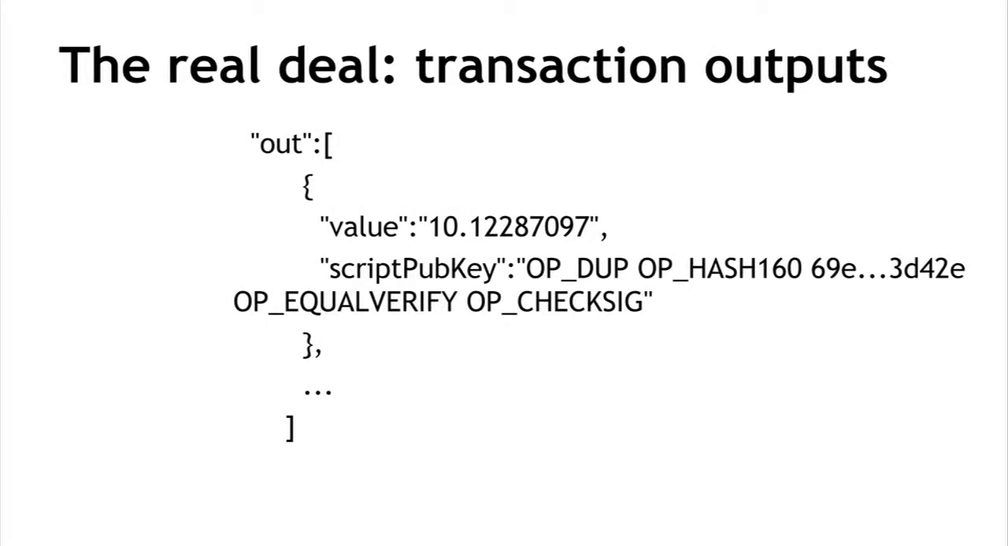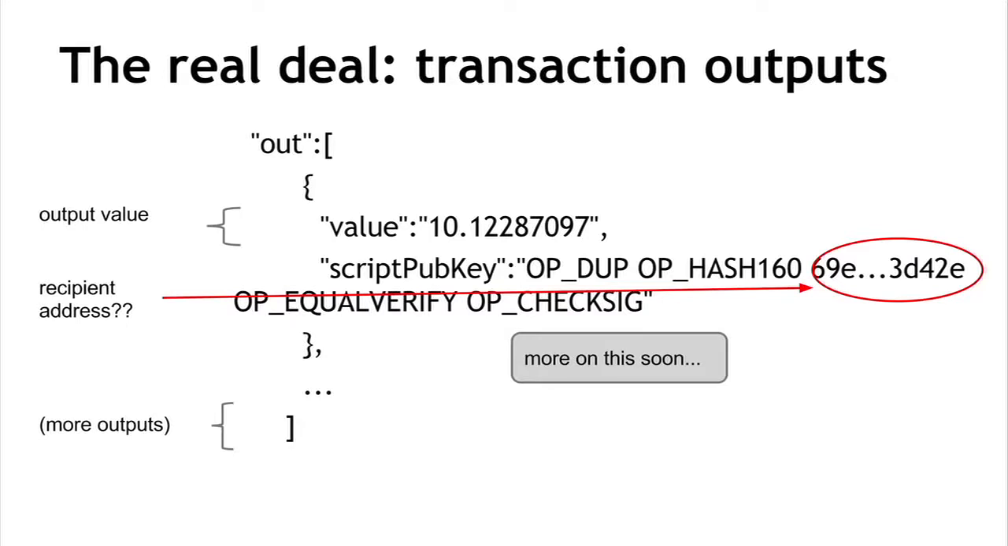And now the outputs have just two things. They have a value, so each output can have a different value. The sum of all the outputs has to be less than the sum of all the inputs. And then there's this funny thing that looks like what we want to be the recipient address. Each output is supposed to go to a specific person or a specific public key. There is some stuff in there that looks like the hash of a public key, but there's also some other stuff that looks like a script. And in fact, it is a script, and we'll talk more about that very soon.